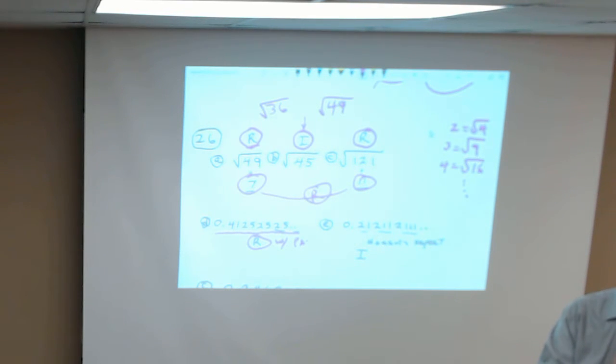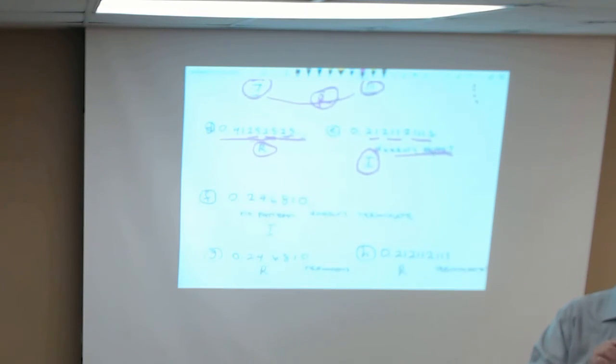Actually, it repeats. No, it just repeats. It repeats. 2, 5, 2, 5, 2, 5, repeats. E, why is that irrational? It's got a pattern, but the pattern doesn't repeat. You see that? So it's an irrational number.